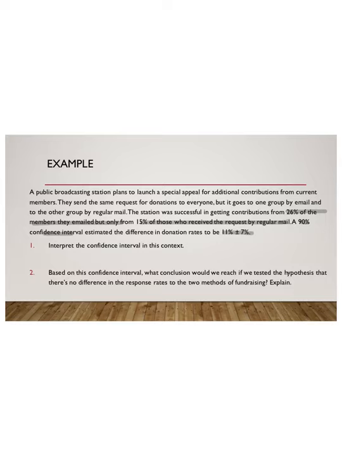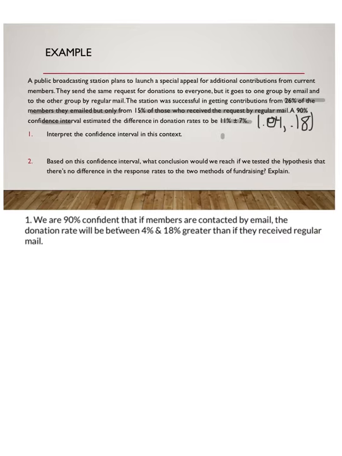And number one, we're going to interpret the confidence interval. Remember, the confidence interval is my proportion difference plus or minus the margin of error. So we're going to say we are 90% confident that if members are contacted by email, the donation rate will be between 4% and 18% greater than if they received regular mail. Okay, so we're talking about the difference in donation rates. And to get the lower end of our confidence interval, we'll take 11% minus 7%, and the upper end 11% plus 7%.